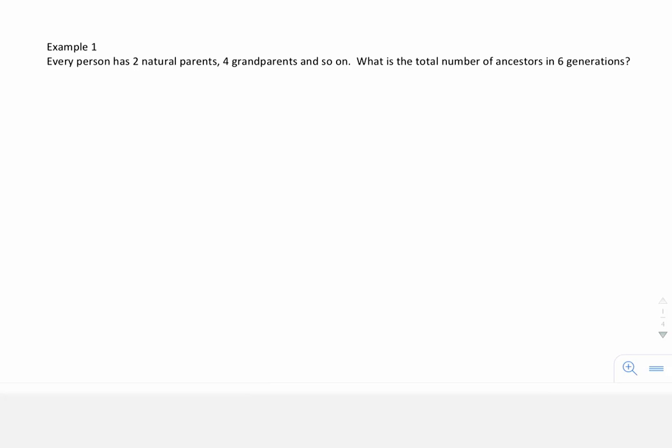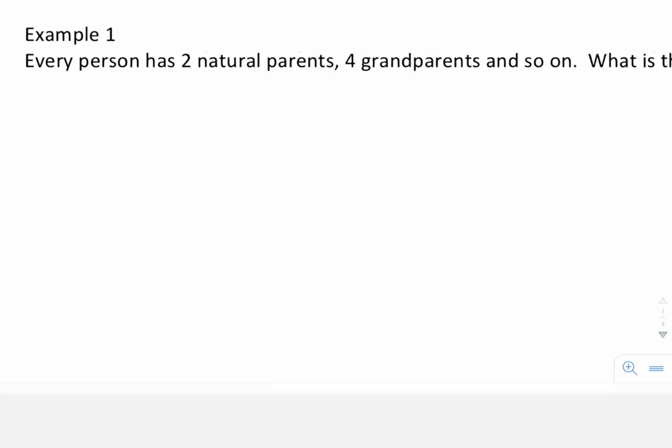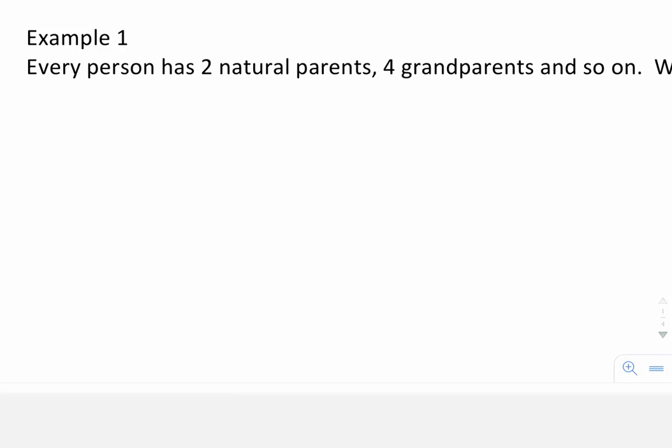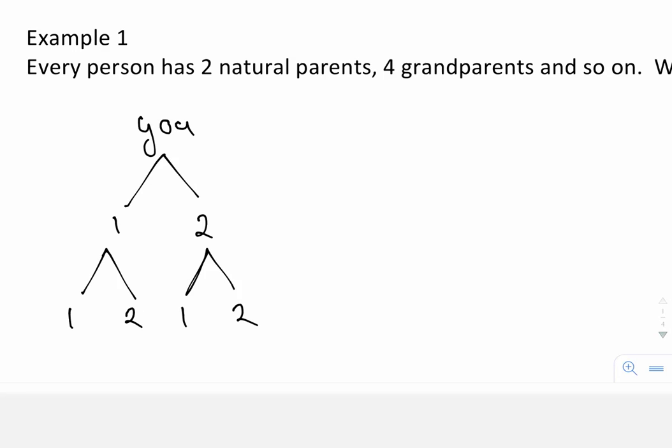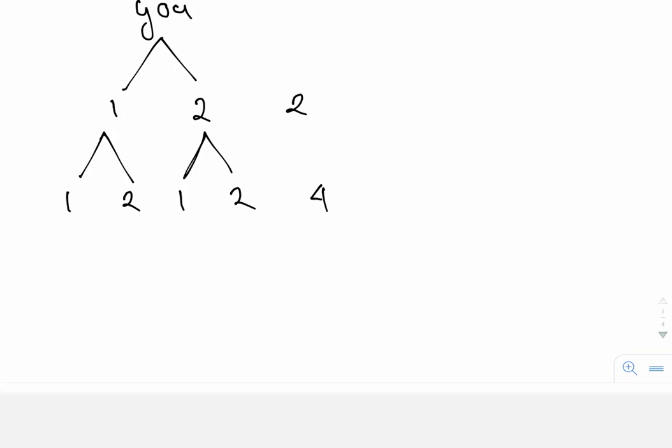So if I were to look at that in terms of a tree, this would be you over here, and you have two parents. So you have parent 1, parent 2. Each of them has a parent as well. So 1 and 2, 1 and 2. So in total, at this stage, we'd have 2. Here we have 4 for the grandparents, and each one of those, well, has 2 as well, which would give us a total of 8.